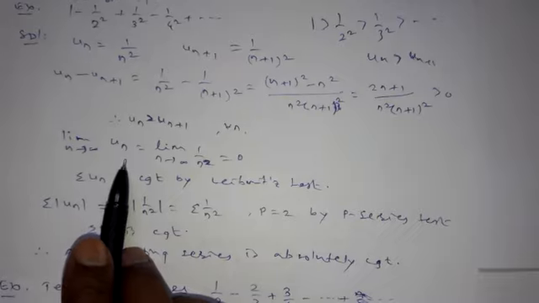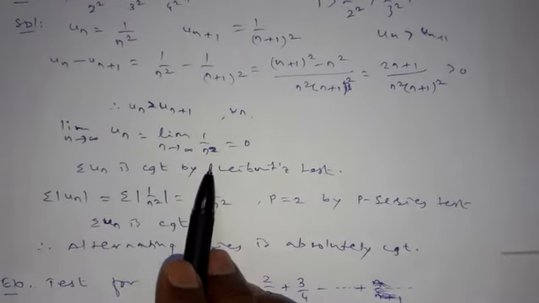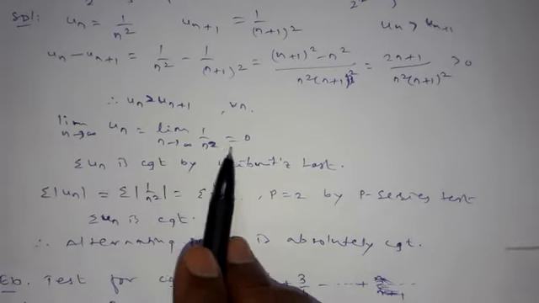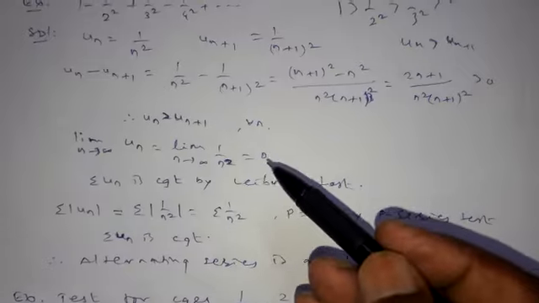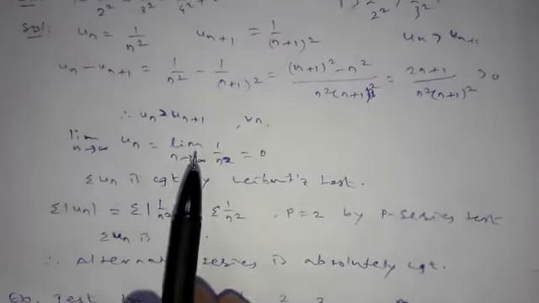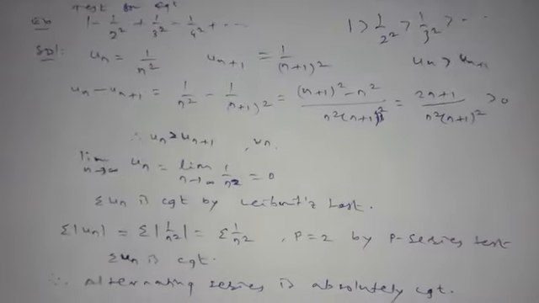Limit n tends to infinity un is equal to limit n tends to infinity 1 upon n square. So 1 upon infinity, and 1 upon infinity is 0. So limit is 0. So here both conditions of Leibniz test are satisfied. Therefore, this series is convergent. So your alternating series is convergent.